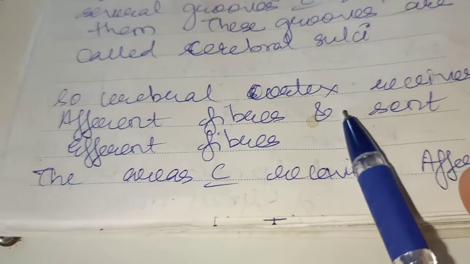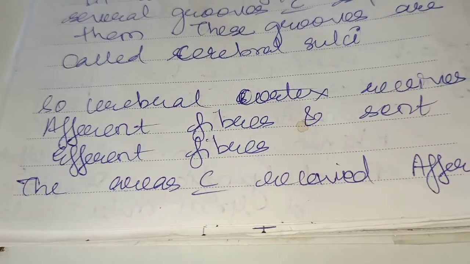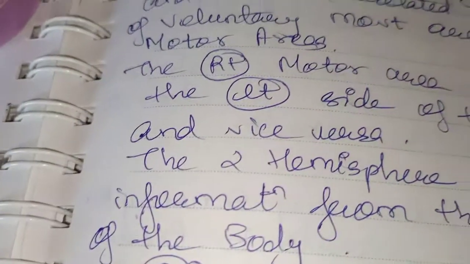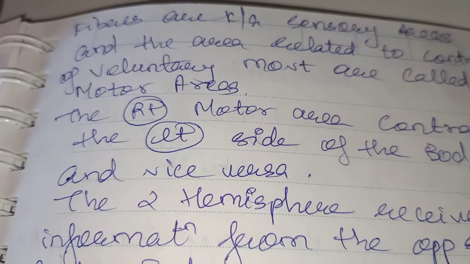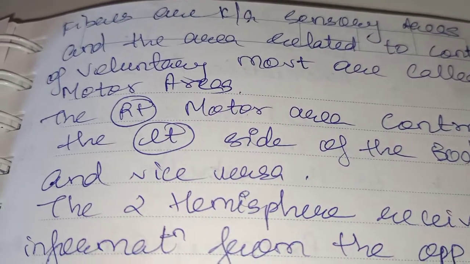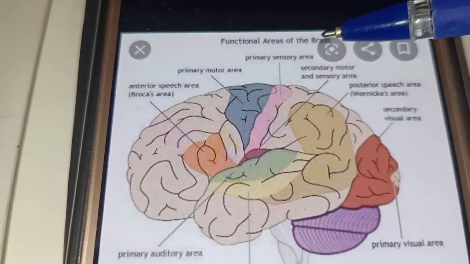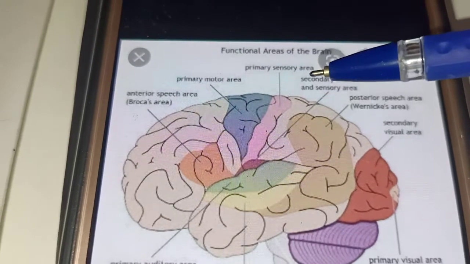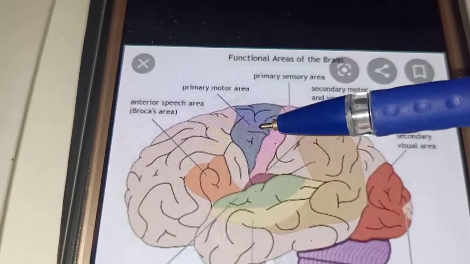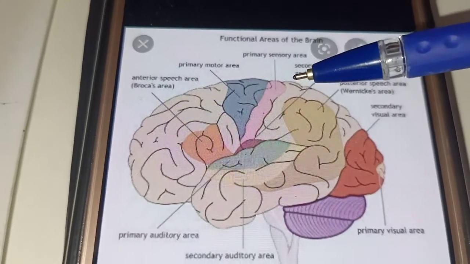Cerebral cortex receives afferent fibers and sends efferent fibers. The areas which receive afferent fibers are known as the sensory area, and the areas related to control of voluntary movement are called motor areas. So, in the cerebrum, these are the functional areas of the brain. In the cerebrum, there is the primary sensory area, the primary motor area, and there would be association areas also.